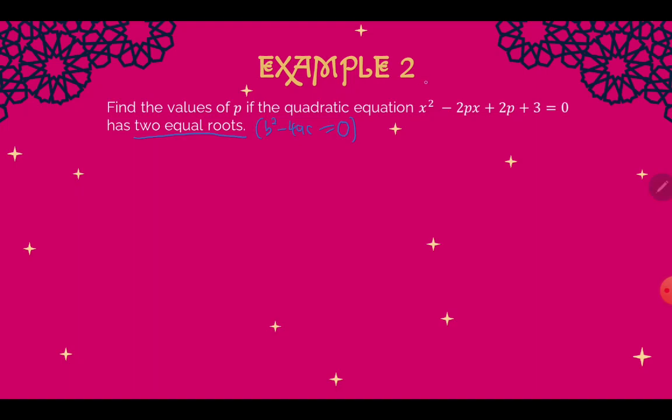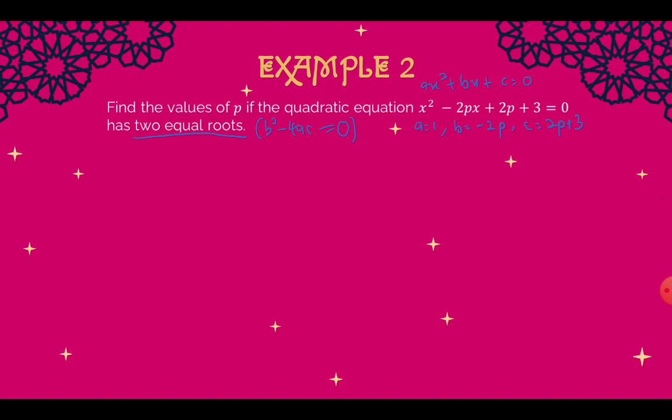First of all, identify the values of a, b, and c. We know that the basic form is ax squared plus bx plus c equals 0. Therefore, our a is equal to 1, our b is equal to negative 2p, and our c is equal to 2p plus 3. So we know the values of a, b, and c, and we know the type of roots is two equal roots. Therefore, we need to substitute all the values of a, b, and c into the discriminant equals 0. So let's look at what will happen.